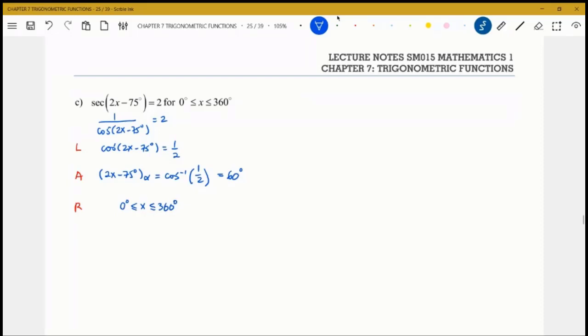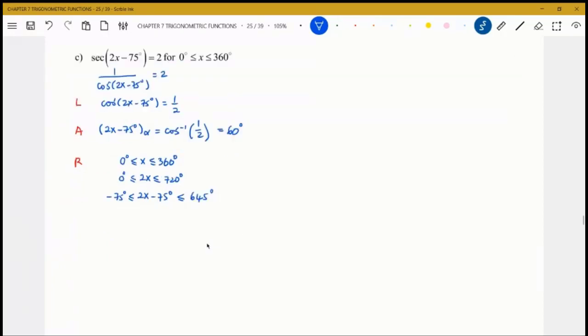Okay, so ini kita akan modify one by one. So dekat sini kita dapat 2x. So kena darab dengan 2 kiri dan kanan. So di sini adalah 720. And then kita ada tolak dengan 75. So bermaksud kiri kanan perlu tolak dengan 75. So sebelah kiri 0 minus 75 degree adalah negative 75 degree. So 720 tolak 75 dapat berapa? 645. Okay, 645 degree. Okay, so this is our range dan juga rotation. So rotation kita ada dua sebab dia adalah 2x.